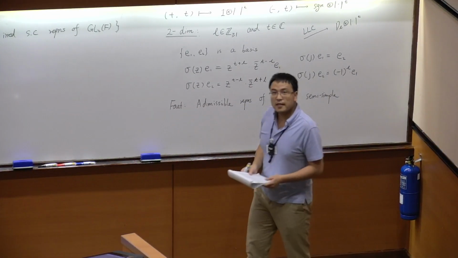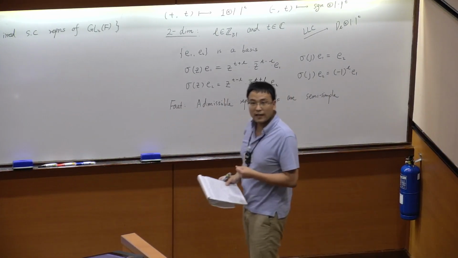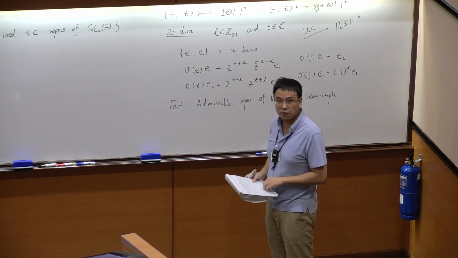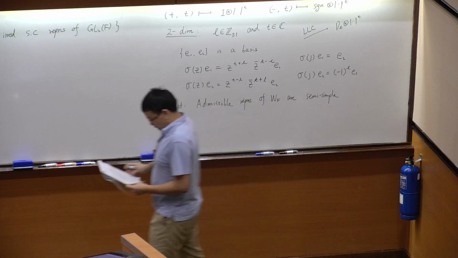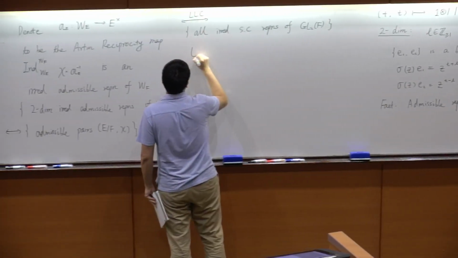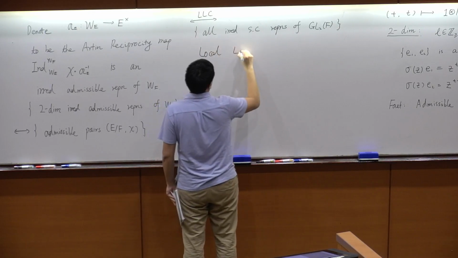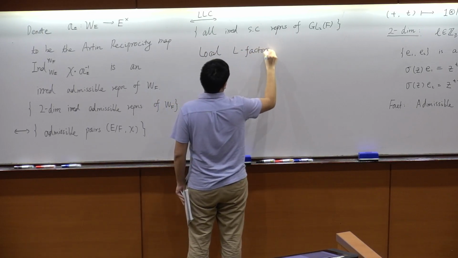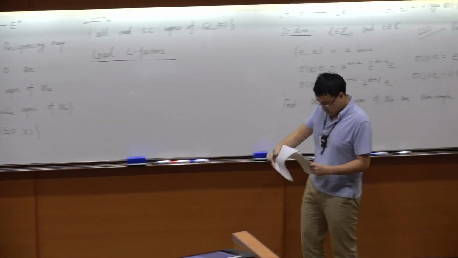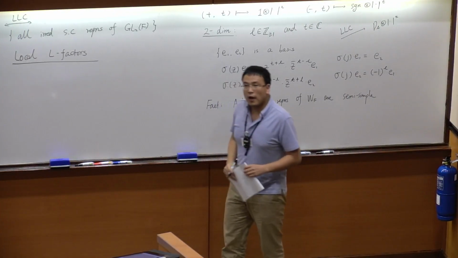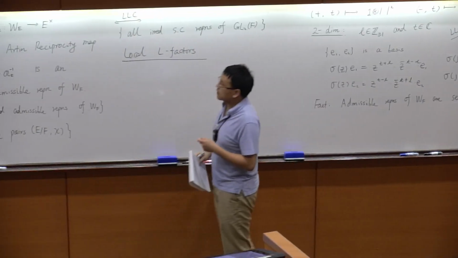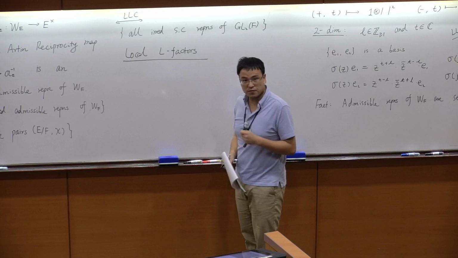So this is the rough idea. How do we apply the local Langlands correspondence to these three fields? Okay. And now I'm going to move on to the local L factors. For the local L factors, I will define the local L factors for those Weil representations first.